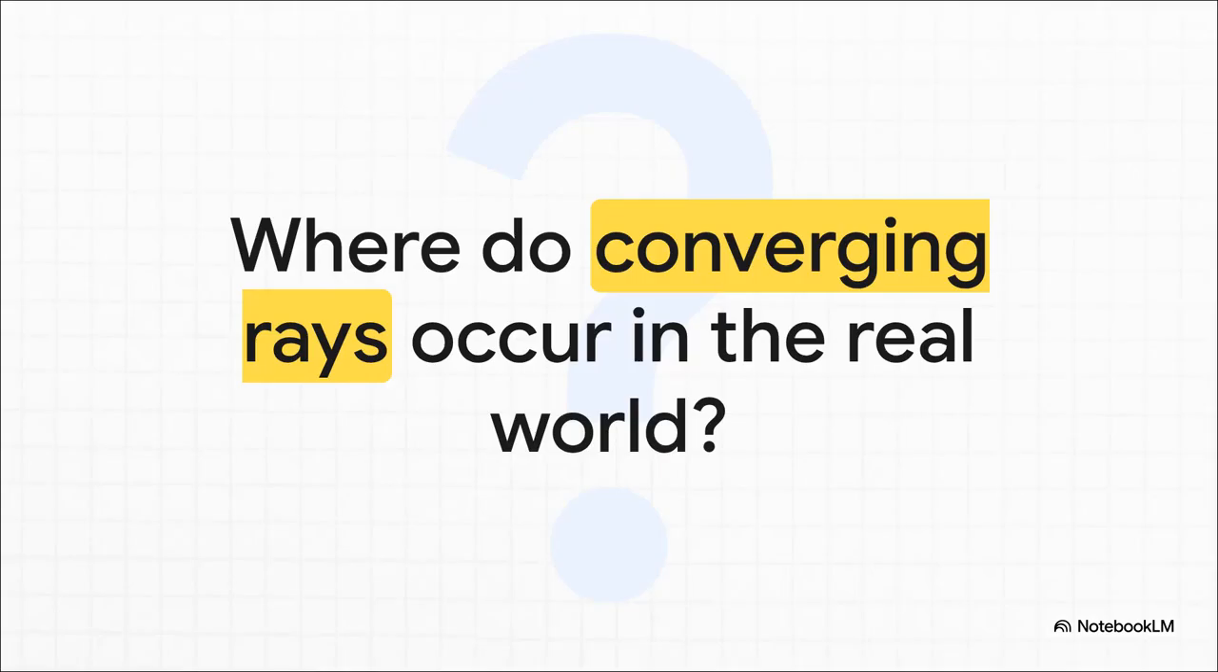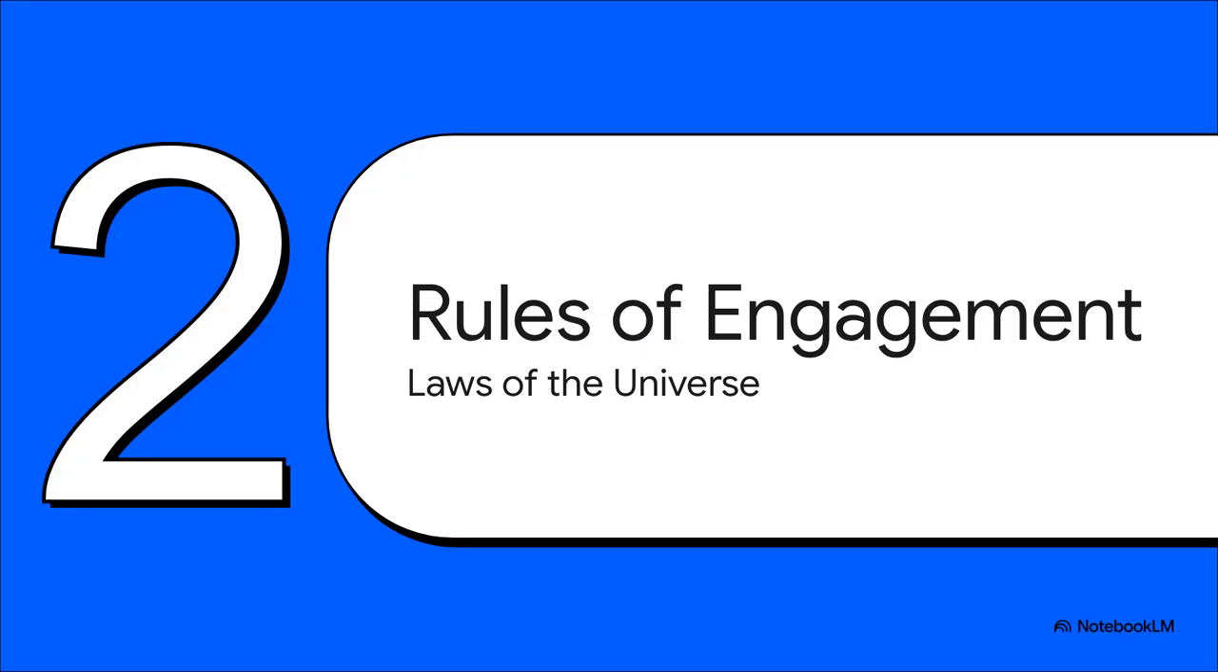Okay, let's pause for a quick active recall exercise. This is a classic board-style check of your foundational knowledge. Think about the natural world around you. Where do converging rays, meaning rays that are just naturally coming together on their own, actually occur in the real world? I'll give you a second to lock in your answer. Well, if you guessed nowhere or almost nowhere, you hit the nail on the head.